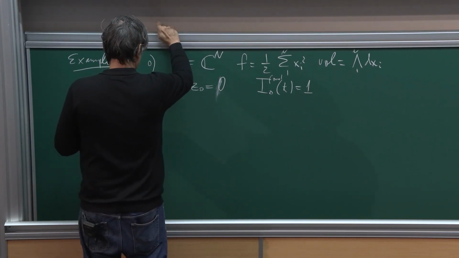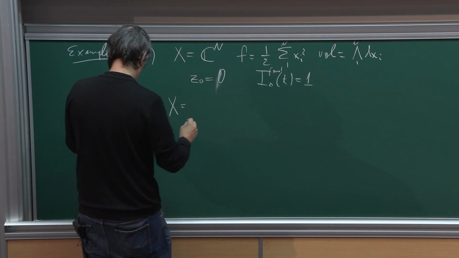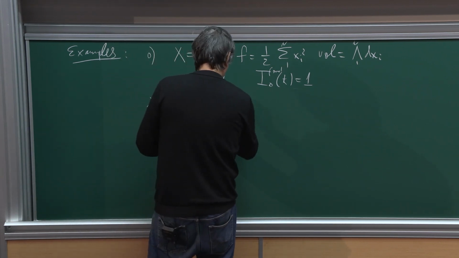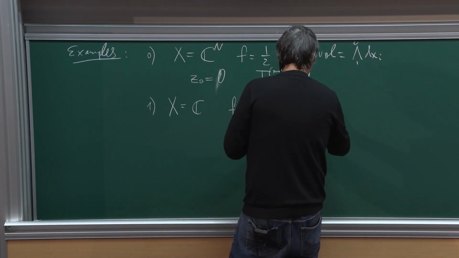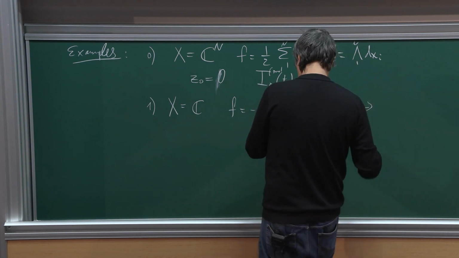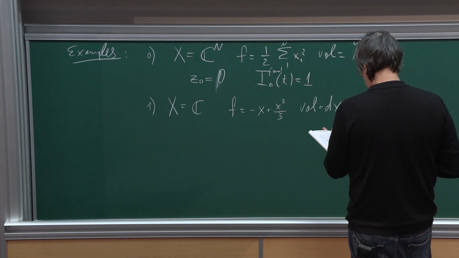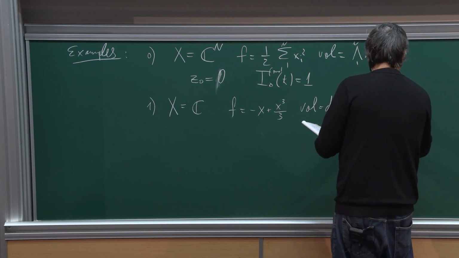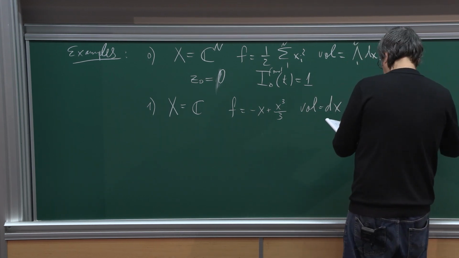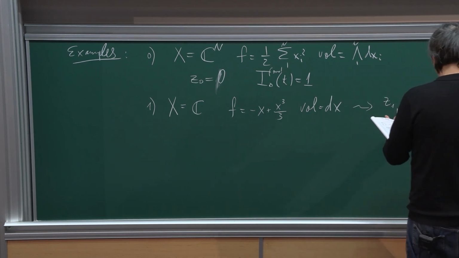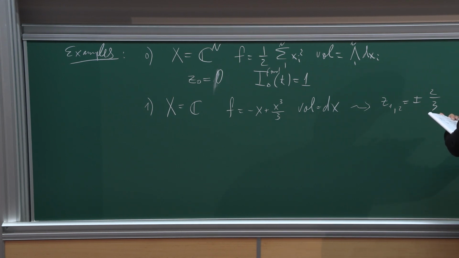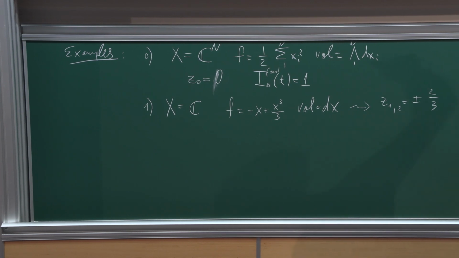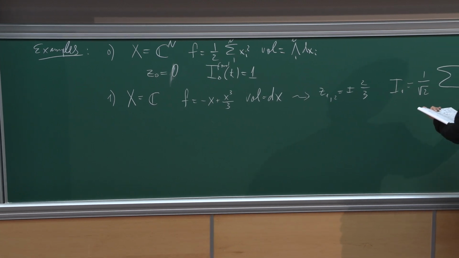Then I can do something a bit more interesting. You get the affine line. The function is minus x plus x cubed over 3, and the volume element is dx. Then you get the Airy integral, and the critical points z1, z2 are plus minus 2/3, and the integral I1 is 1 over square root of 2 pi, some series. Yeah, so you see that you get a square root and some series with rational coefficients, as I promised.